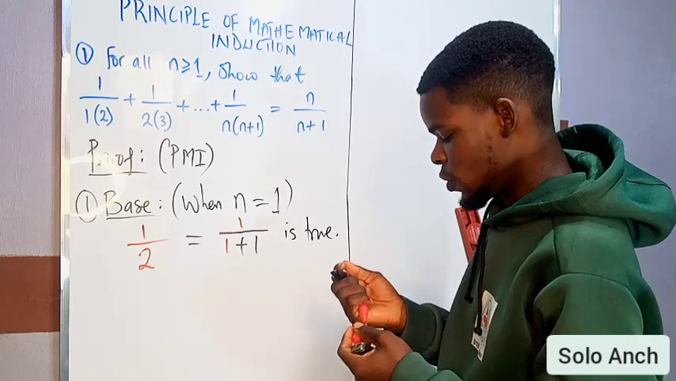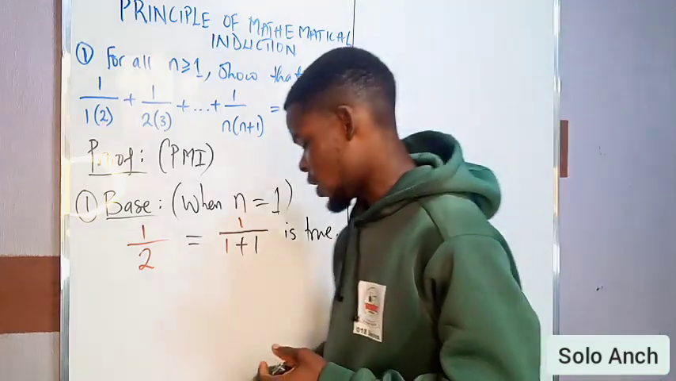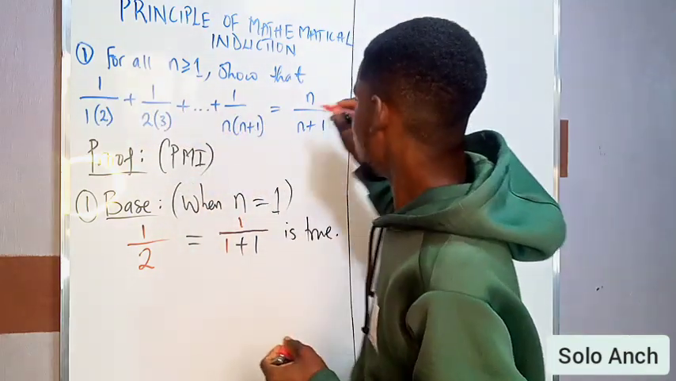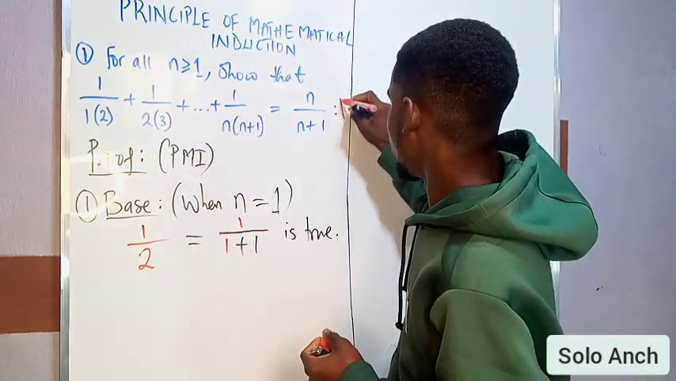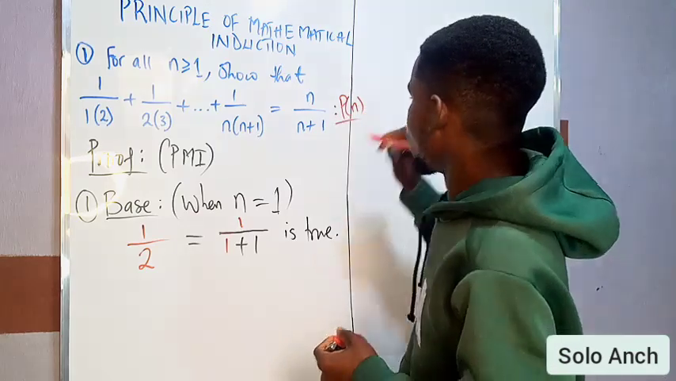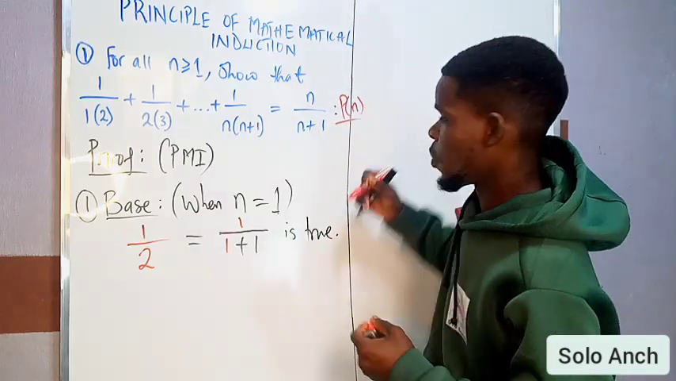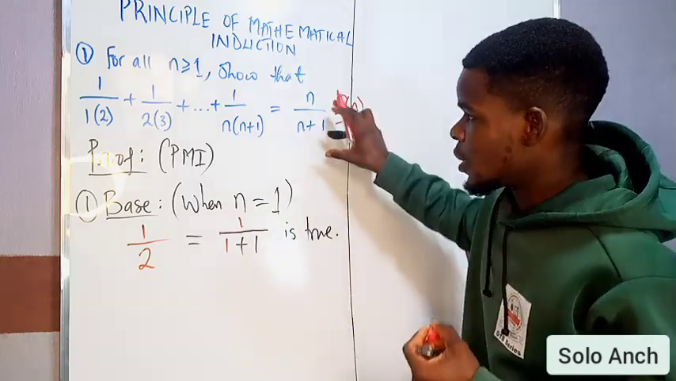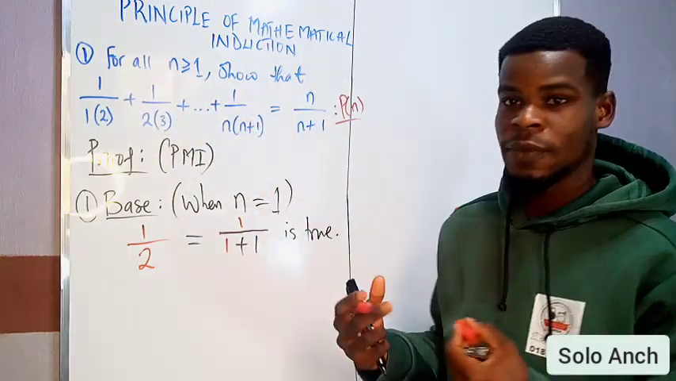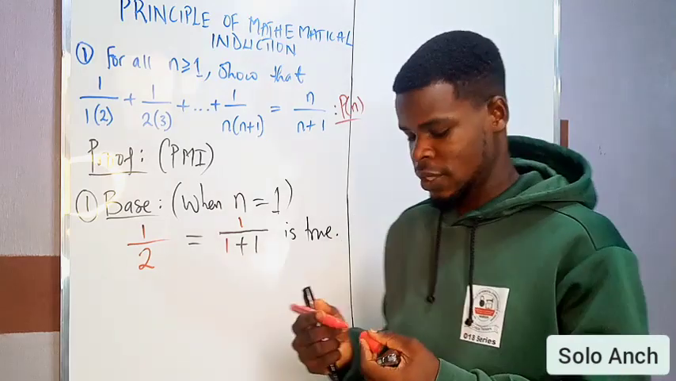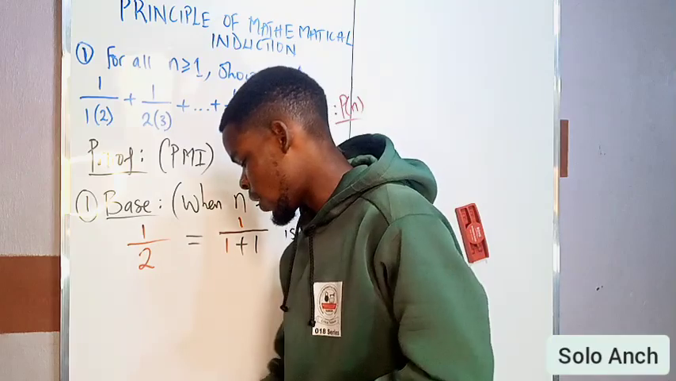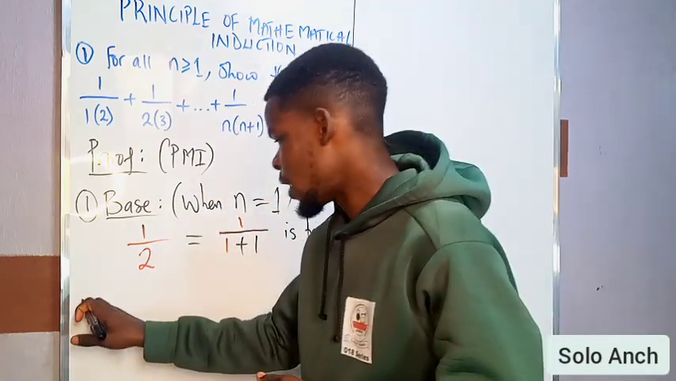Now, usually I like to give this kind of statement a name. Let's call it P of n. I'm just calling this a propositional function, some proposition that we need to check if it is either true or false. We need to check if it is valid. So we just give it a name to help us. Anyway, that's for the base case.